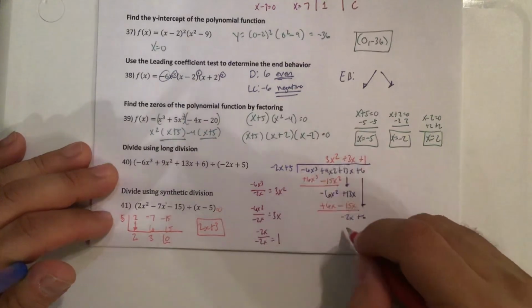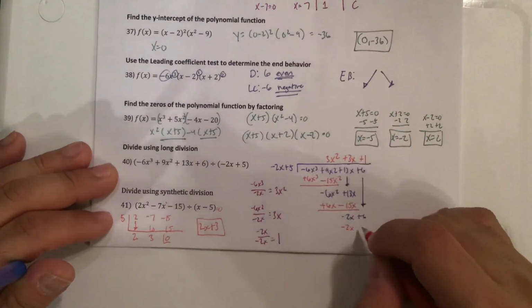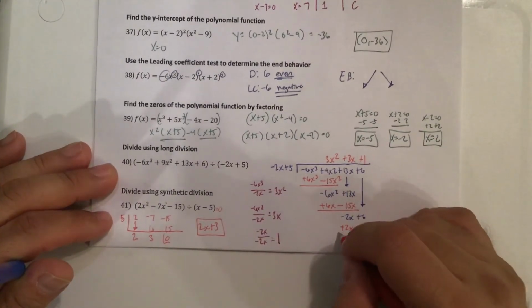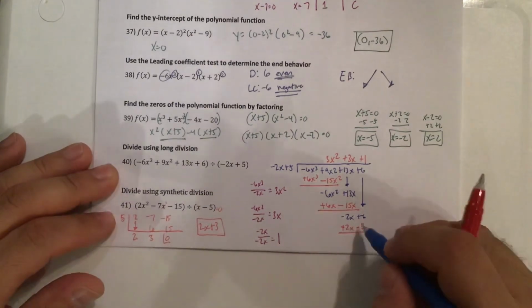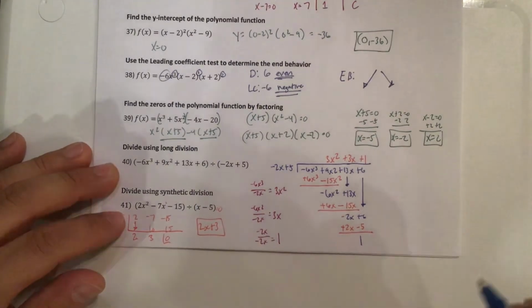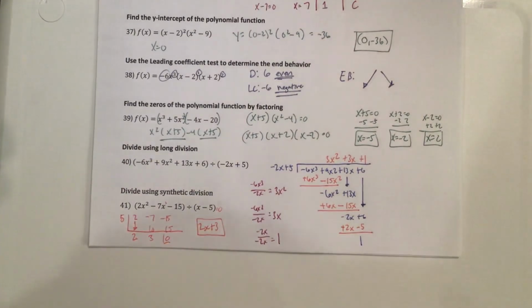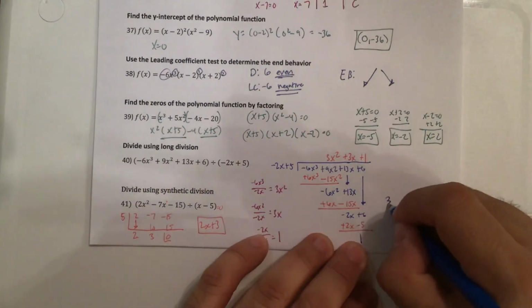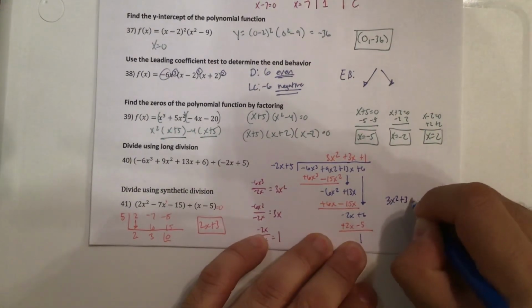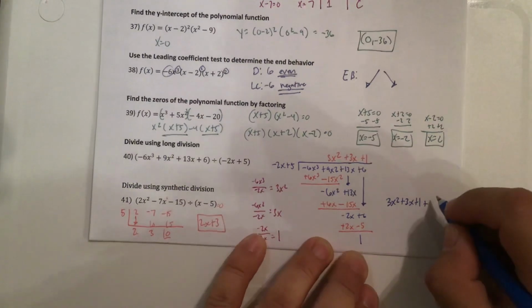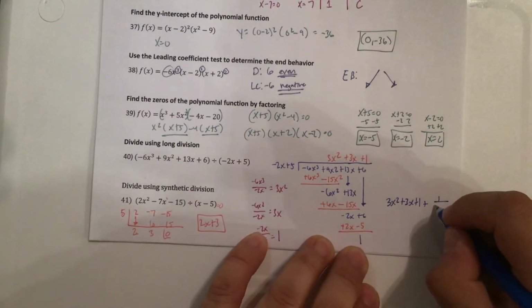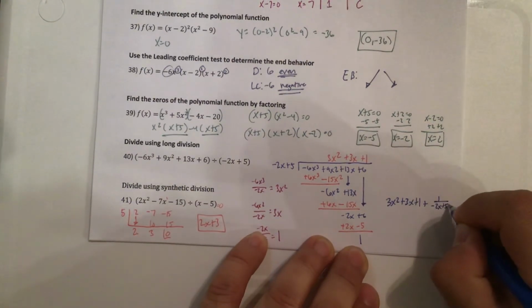So 1 times negative 2x is negative 2x. 1 times 5 is 5. We flip the signs, and x is canceled. 6 minus 5 is 1. So my final answer will be written as 3x squared plus 3x plus 1 plus the remainder of 1 over the divisor of negative 2x plus 5.